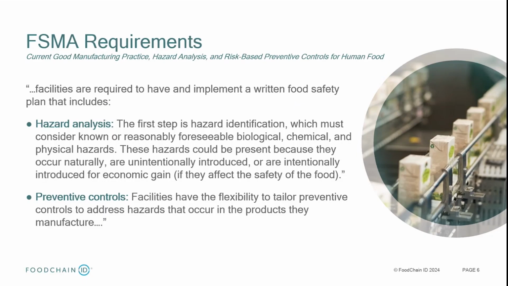So we'll start off talking a little bit about Food Safety Modernization Act requirements. The Food Safety Modernization Act, or FSMA, requires the identification of reasonably foreseeable food safety hazards in your supply chain, including those that might be resulting from what the FDA calls economically motivated adulteration, or what we usually call food fraud.